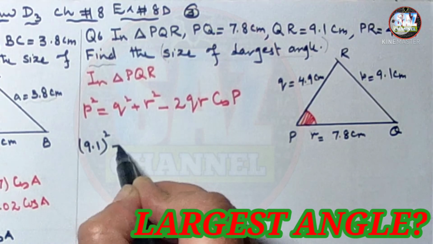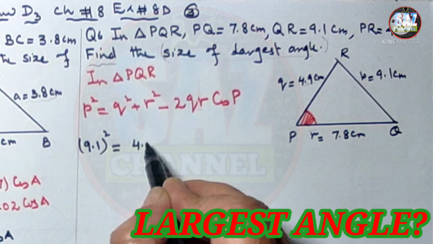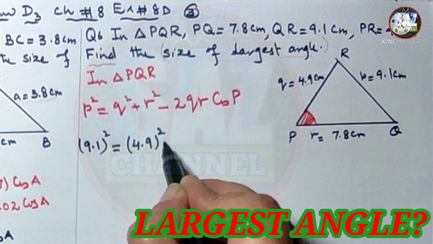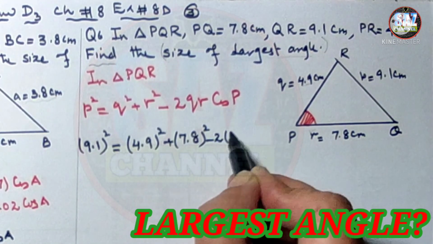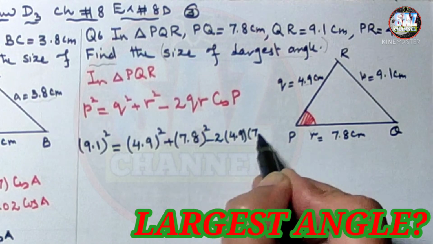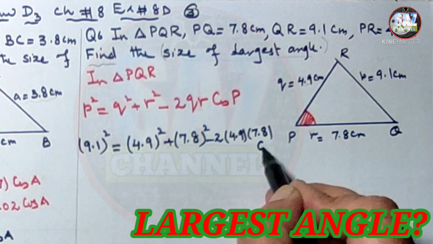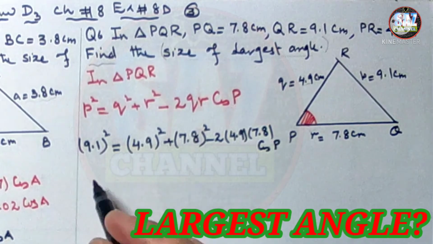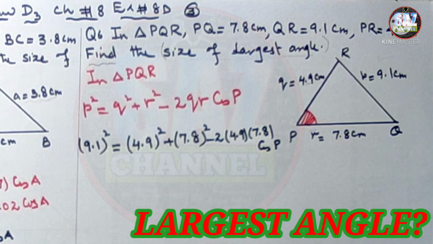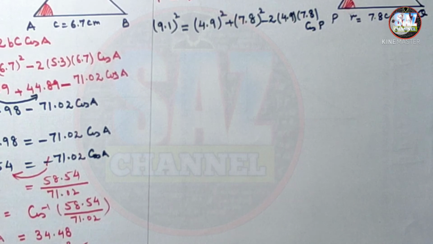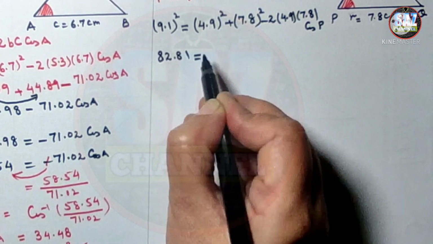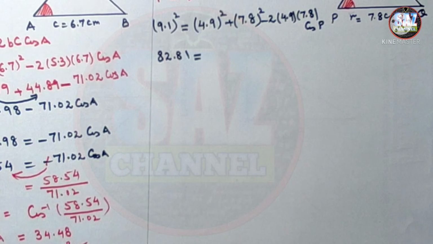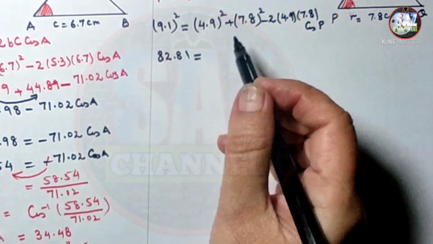9.1 square equals to 4.9 square plus 7.8 square minus 2 into 4.9 into 7.8 and cos of angle P. Cos of angle P, this has to come over here. 9.1 square, 9.1 square is 82.81. 4.9 square is 24.01.